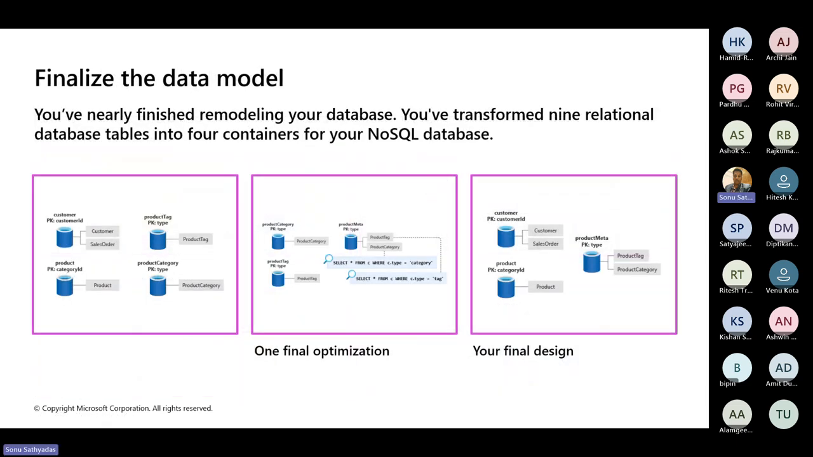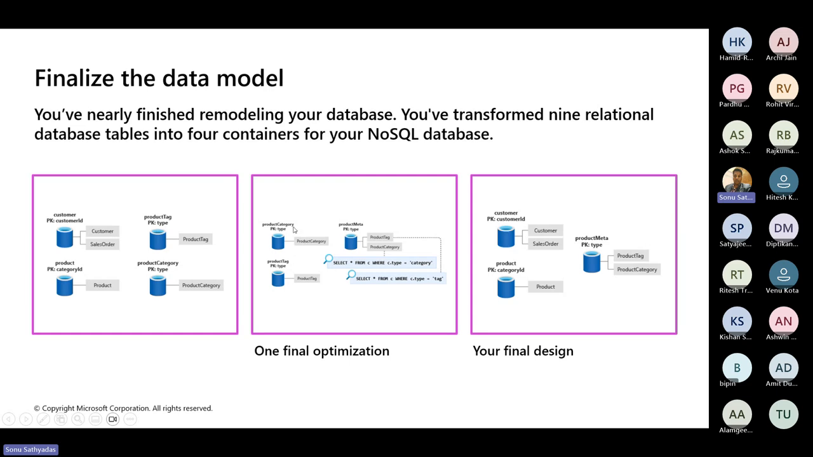You have nearly finished remodeling your database. You have transformed 9 relational database tables into 4 containers for our NoSQL database. In our relational database, if you see the previous example, we have 9 different tables. When we convert them into a NoSQL database, we have to just create a database collection like this.